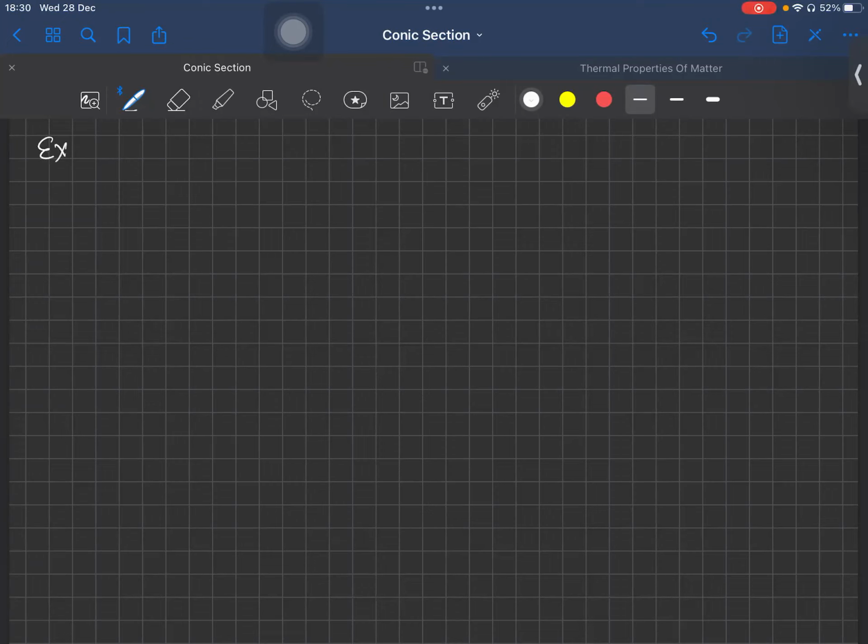Solve question number 20, Exercise 11.3. Question number 20.